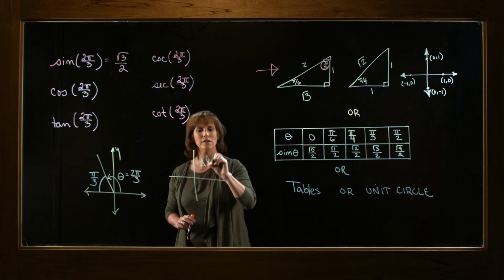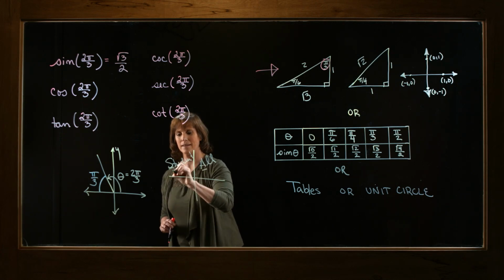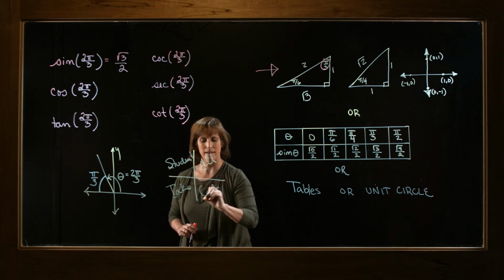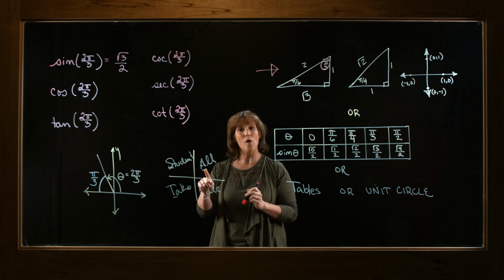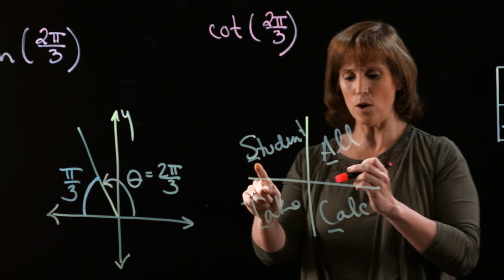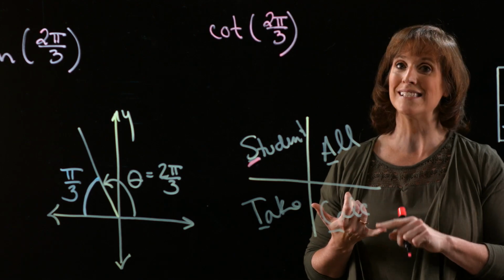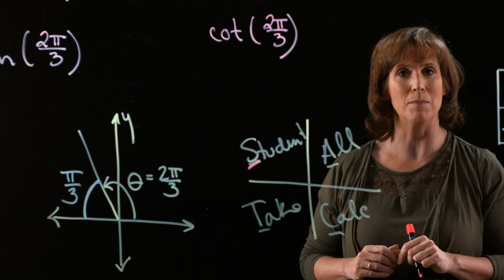all students take calculus. Now, how is this helpful? Well, in the first quadrant, all of my trig function values are positive. That's what the A stands for. In the second quadrant, S stands for sine. So the sine and its reciprocal cosecant are positive. Everything else is going to be negative.